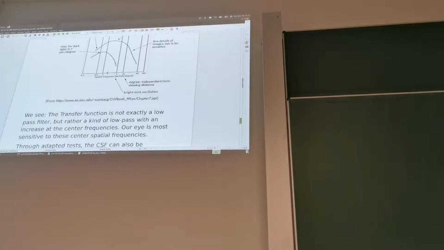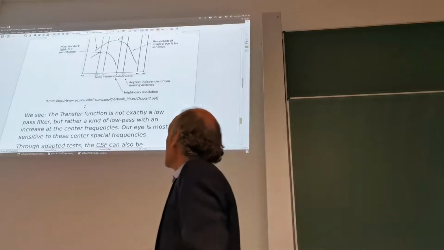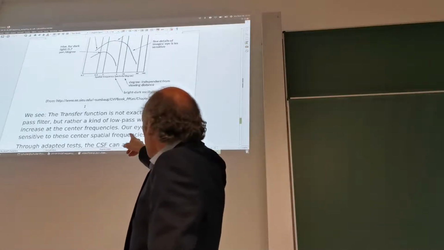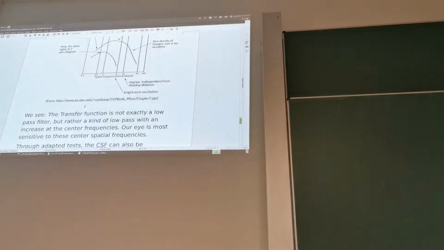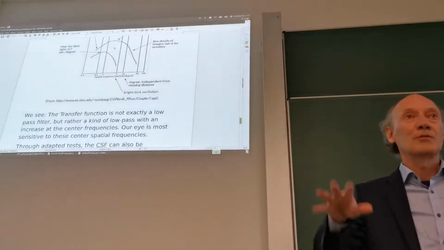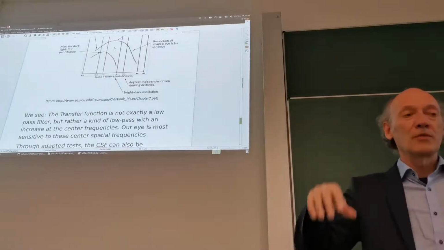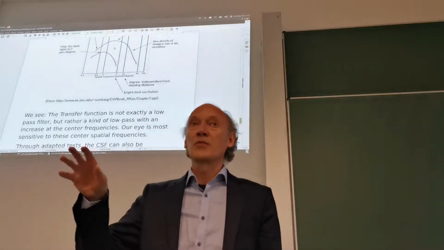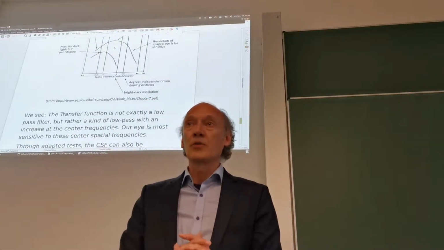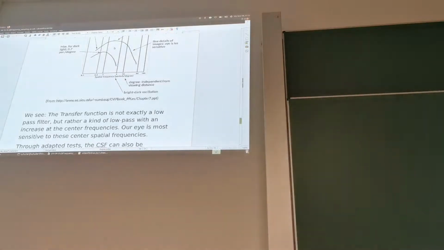Yeah, so we can also see now that it's basically not exactly a low-pass filter, but a kind of low-pass with an increase at the center frequencies. Right? So you can see the high frequencies are attenuated effectively in this region, but the middle frequencies are increased. Right? This increase in the middle frequencies is basically the effect that edges on objects are amplified for our brain to make object recognition easier. Right.